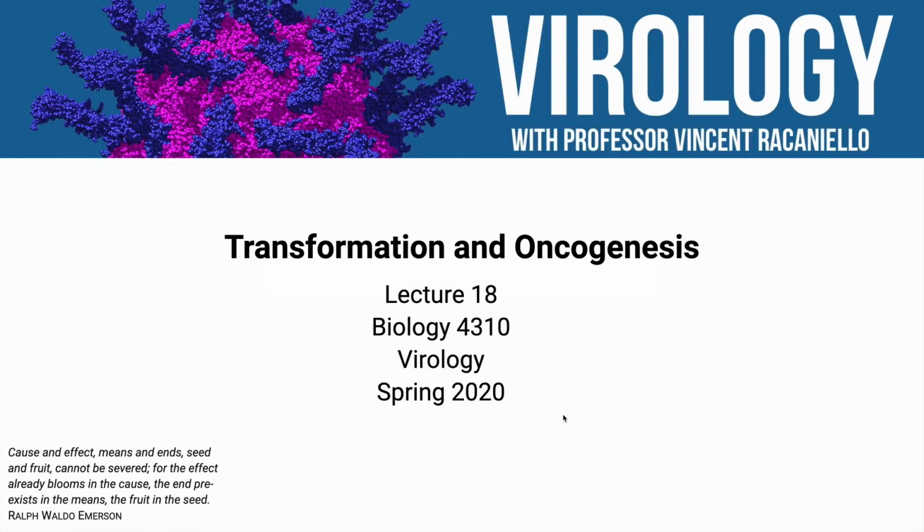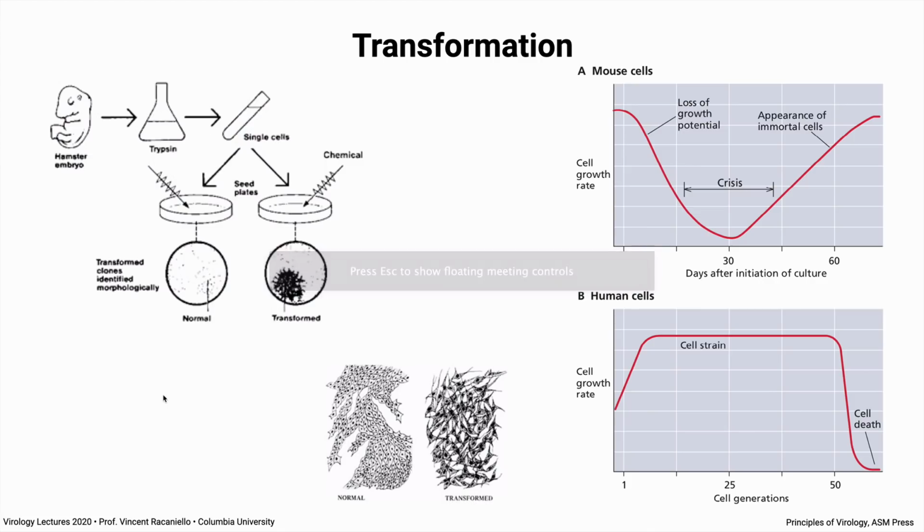Today we're going to cover a topic called transformation and oncogenesis. We're going to start with an experiment where we take a hamster embryo. We're going to chop it up and treat it with trypsin to make single cells, and we're going to plate them out in 2 cell culture dishes, cover them with medium. And one of them we're not going to do anything to.